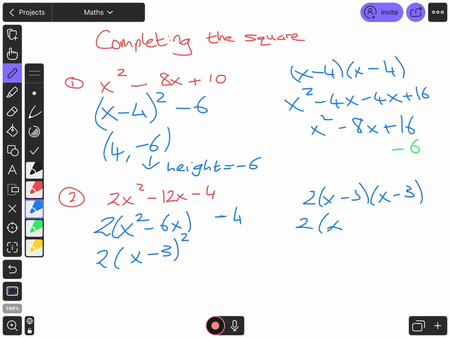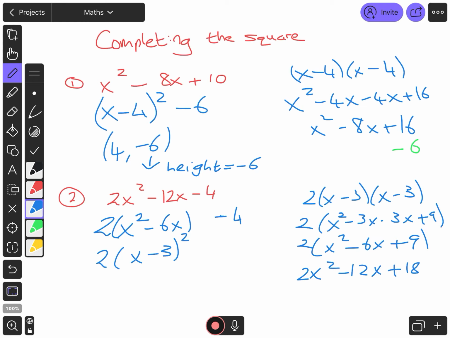So I'm going to keep the 2 for a second. I'm going to multiply the inside. So that's going to give me an x squared minus 3x and a plus 9. I'll multiply it all by 2 in a second. I want to just add anything I can in here. That's going to be minus 6x plus 9. That's 2x squared minus 12x plus 18.